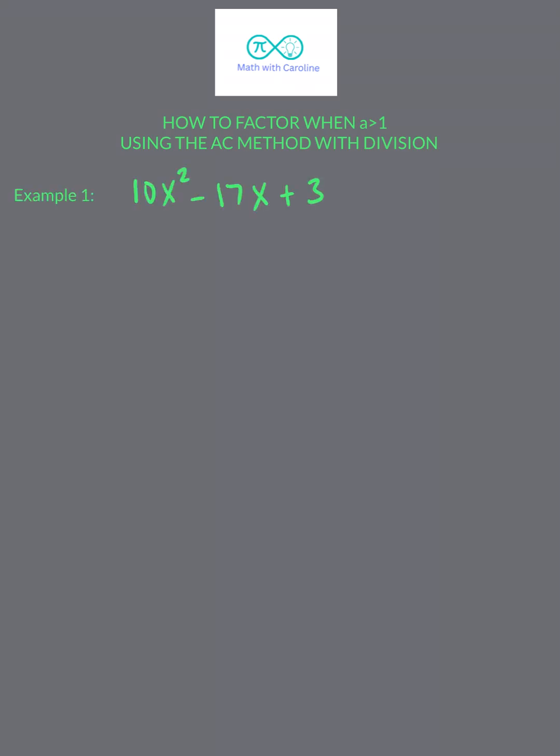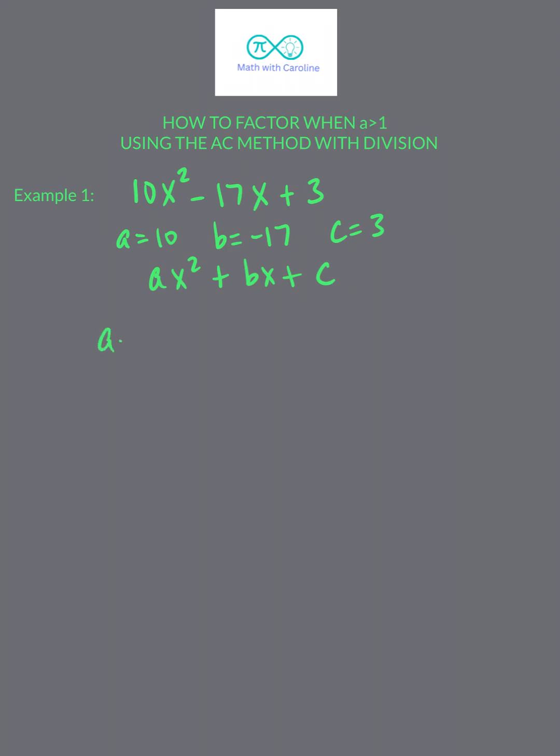Here's our first example. Of course, we always first look for a greatest common factor between our terms, but 10, 17, and 3 do not have any common factors, and we can see that a is greater than 1. So a is equal to 10, b is equal to negative 17, and c is equal to 3, because our quadratic is in standard form of ax squared plus bx plus c. So a is the coefficient of x squared, b is the coefficient of x, and c is our constant.